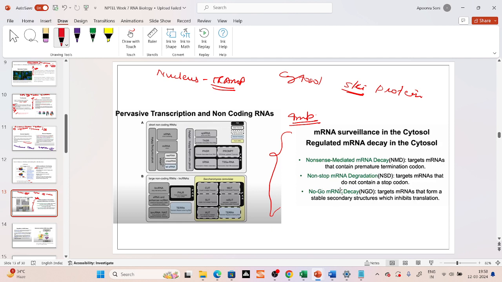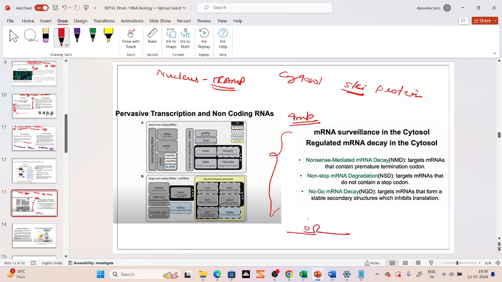Then no-go mRNA decay. No-go means that your ribosome is there, but it is not able to go. It is not able to move. The ribosome is stalled because there is a secondary structure. So, if this is your RNA, there is some kind of secondary structure.